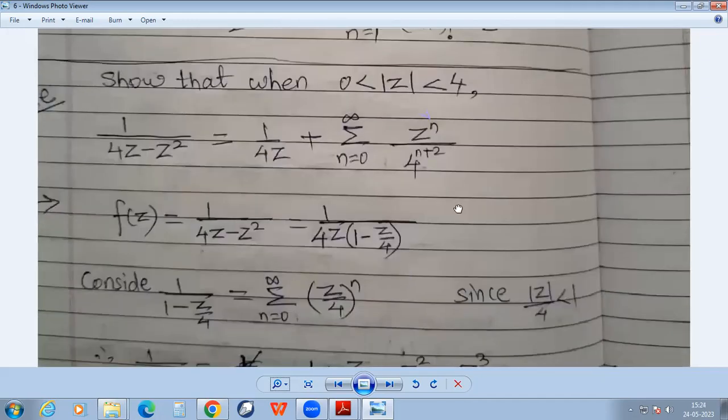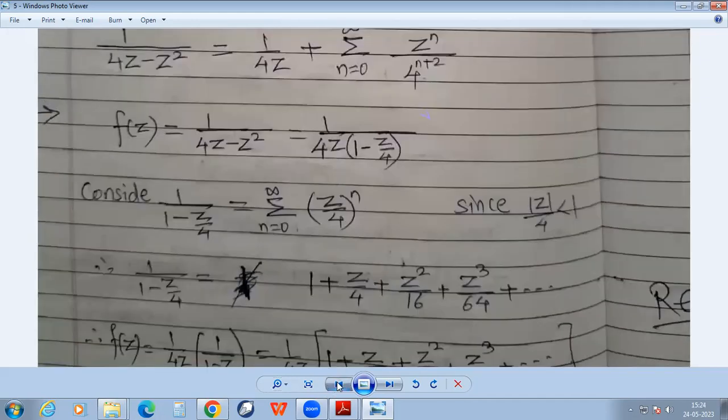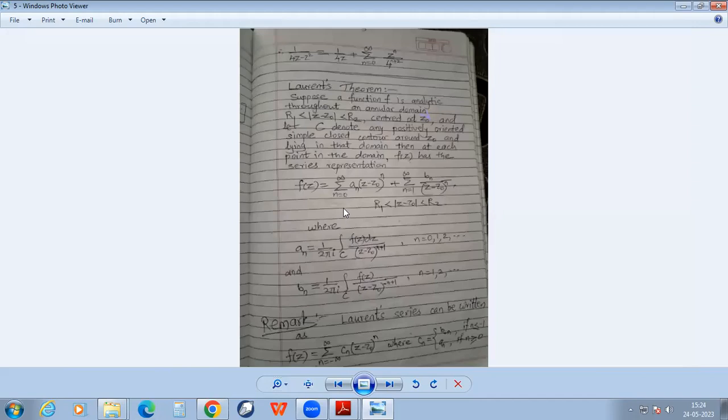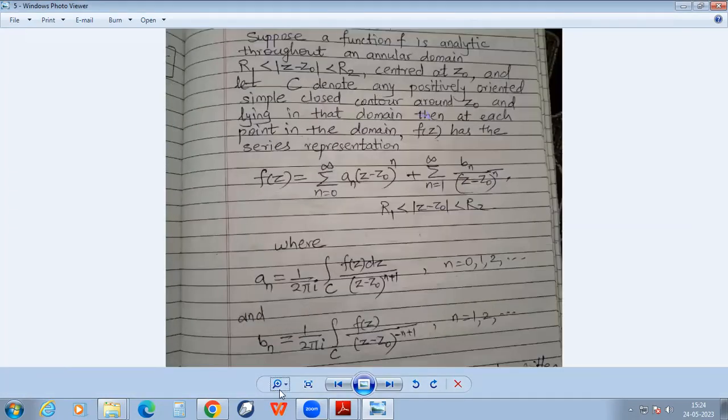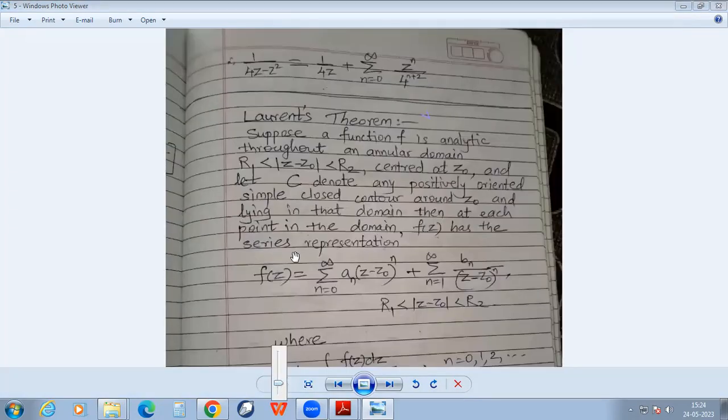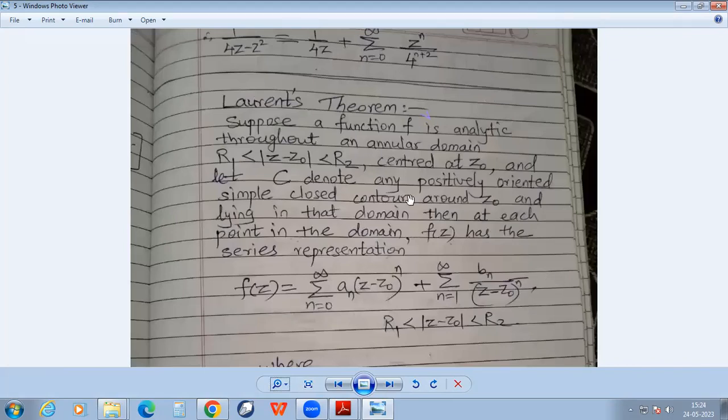Now, I would like to move to the next page, and here we introduce Laurent series. What does this Laurent series tell you? There is a difference between Taylor's and Laurent's. Taylor talks about within a disk, and Laurent talks about the space between two disks. I would like to just point it out to you.